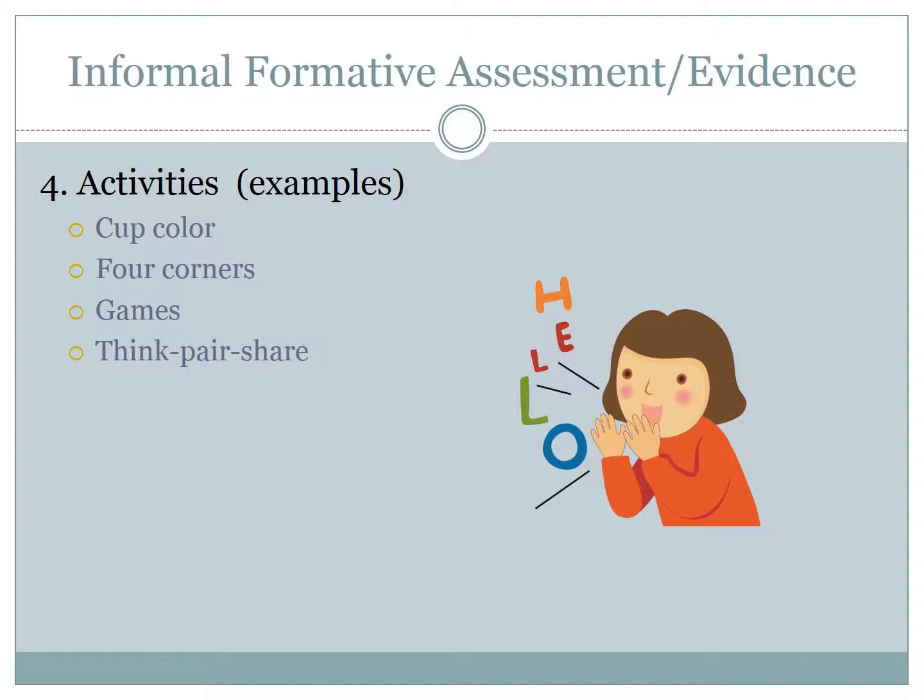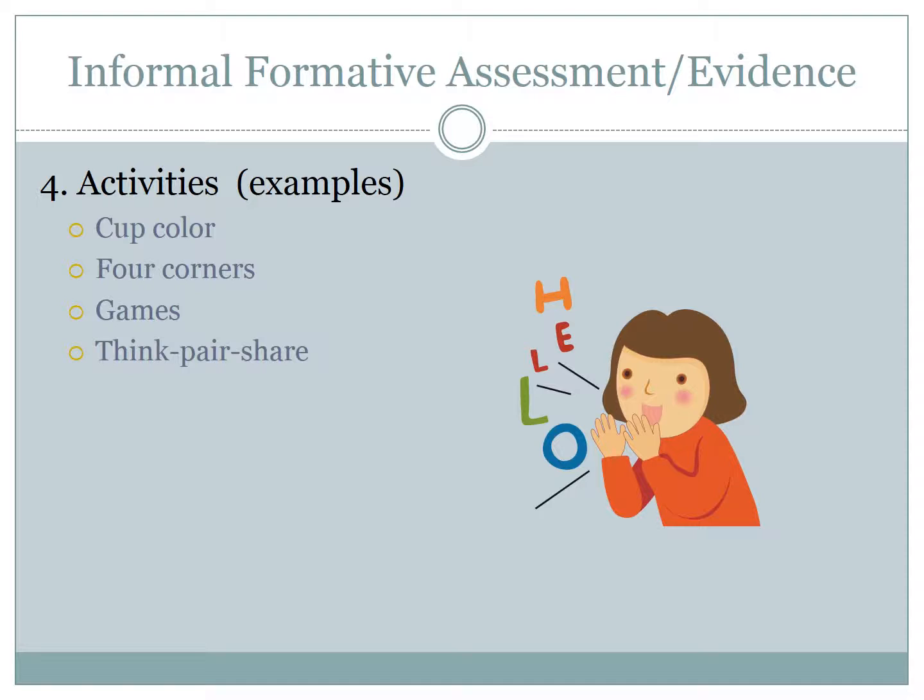Activities can even be types of formative assessments. So for example, cup color, we discussed a little bit, red, yellow, green cups. Four corners, this is getting little students up and having them move, and even sometimes big students.